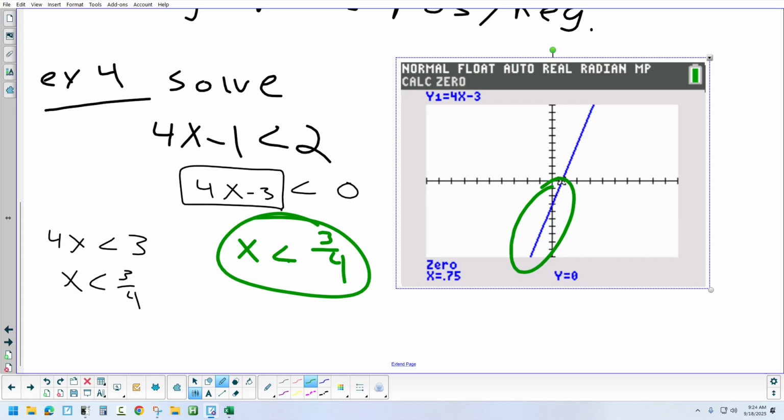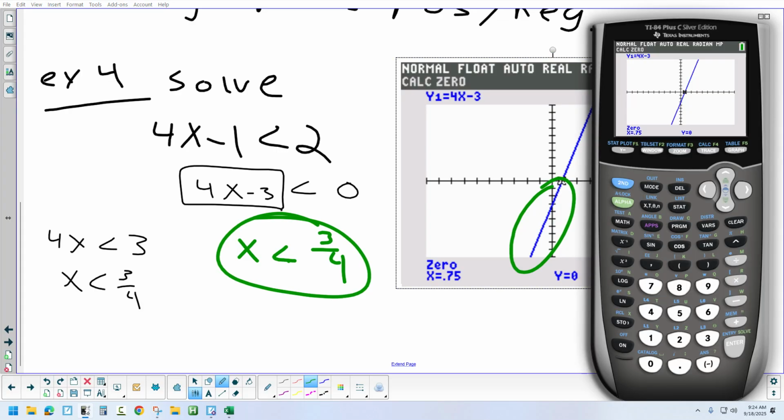How do I do it on my calculator? So you do second calc 0, and then you have to pick a point to the left, to the right, and then you have to do the guess. So you end up hitting enter 3 times. My graph doesn't look like that. It doesn't look like that, and you typed in 4x minus 3, and you did zoom 6.